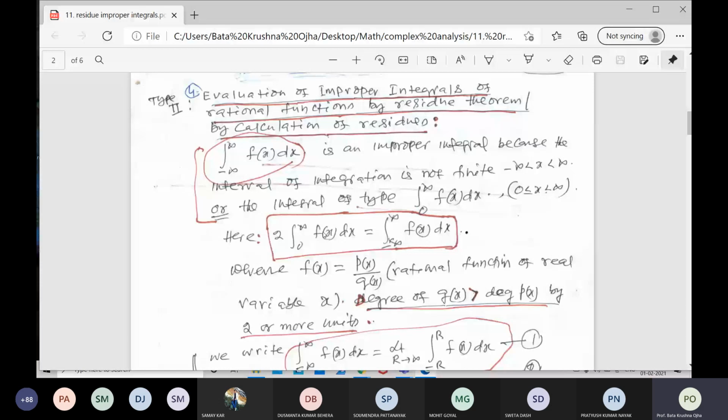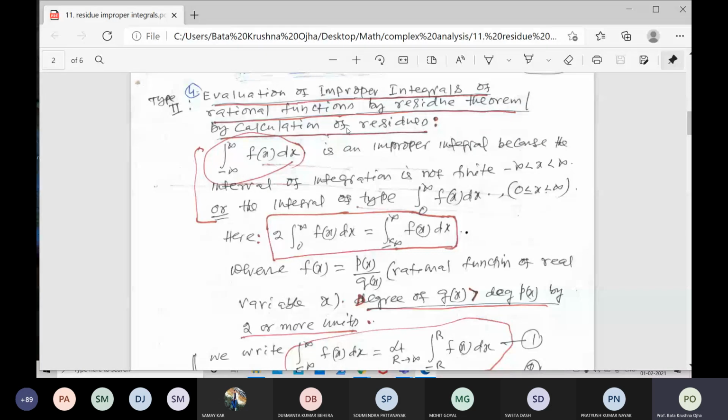The restrictions are: first, the function should be rational. The improper integrand should be rational, that is f of x by g of x, because if there is no denominator, you cannot find poles or singularities. Therefore, the function should be rational.